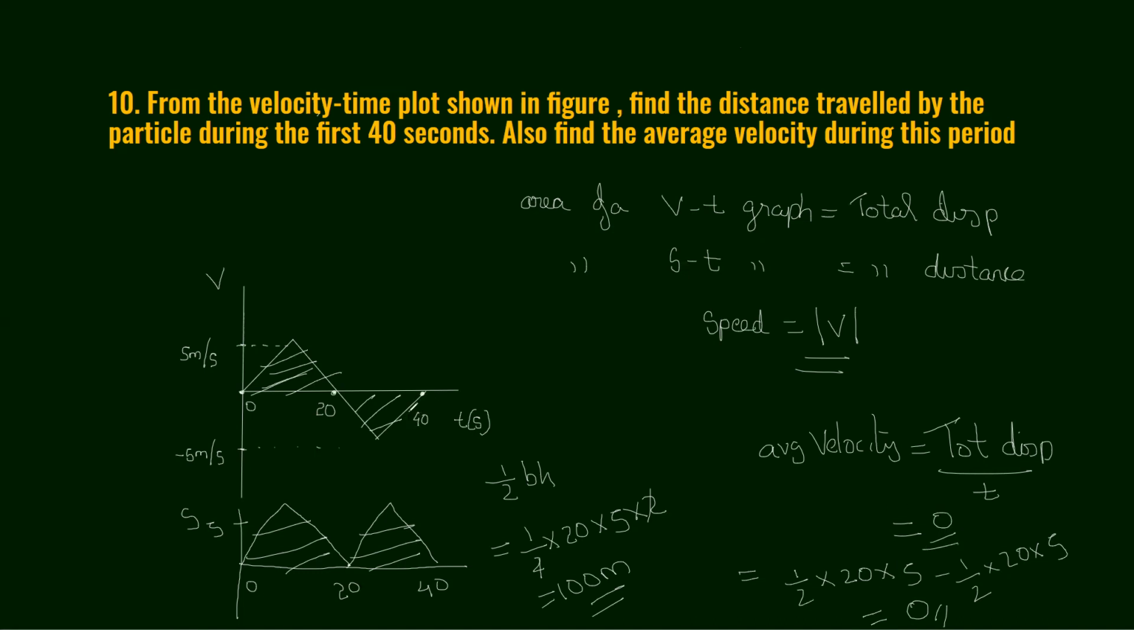So from this velocity time graph, area under the curve gives the displacement. Here the total area equals 0 because this is a positive area, this is a negative area. So the average velocity during this period is 0.